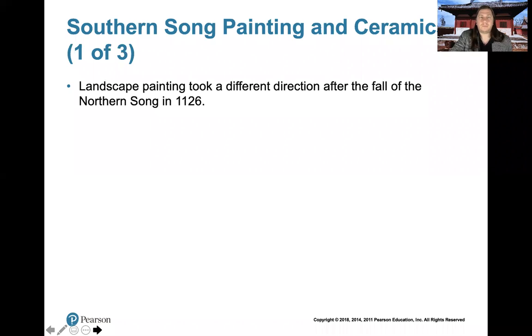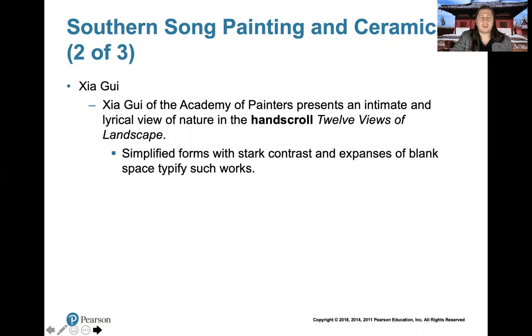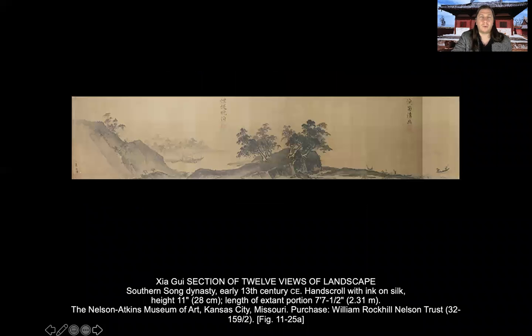So basically the Southern Song emerges after the fall of the Northern Song. There's a barbarian invasion and a bunch of people have to flee south. But the Southern Song type of painting is a little bit different. It's less about naturalism and more about the character of the artist flowing into the artwork. So this is a nice example by Jia Gui.